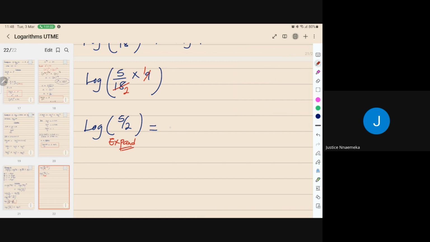If I expand it, I'm going to have log 5 plus log 2. Are you there? Log 5. Sorry, not plus, minus, because we're dividing, minus log 2. Does it make sense? A thumbs up if it makes sense. Yeah. All right.